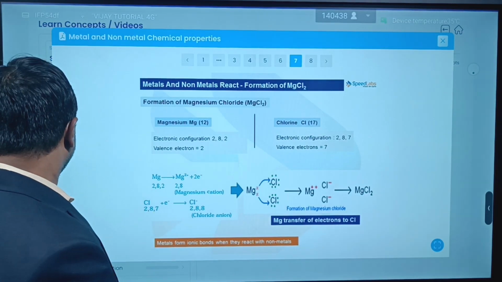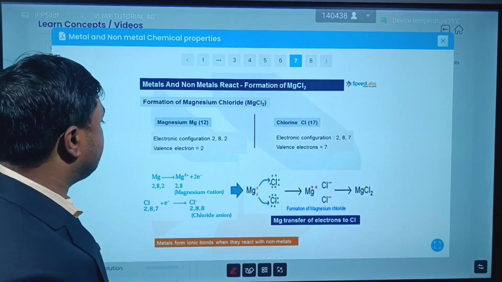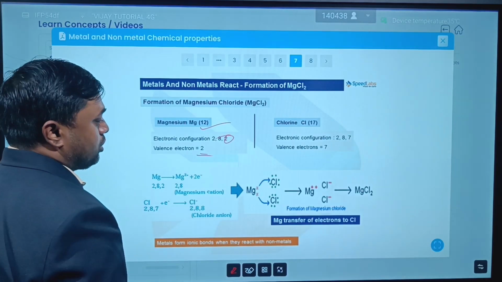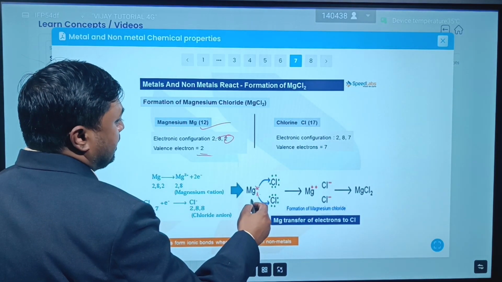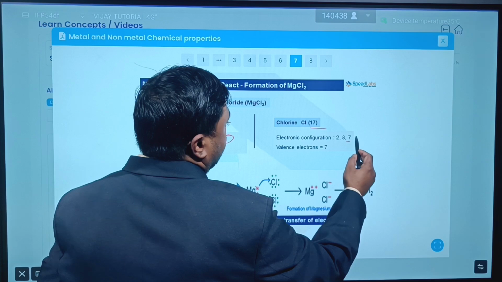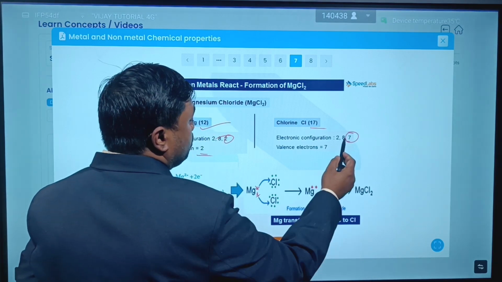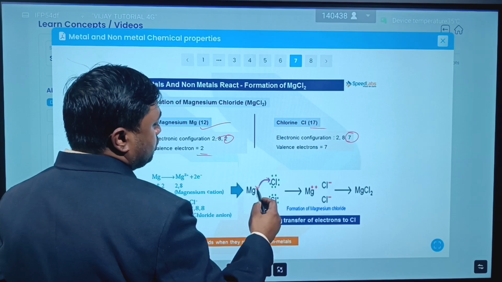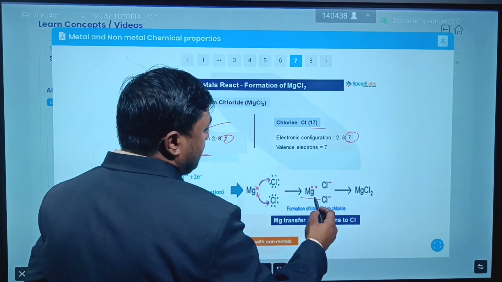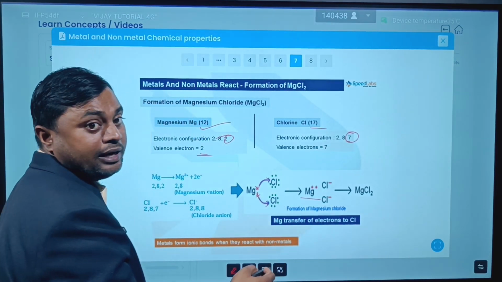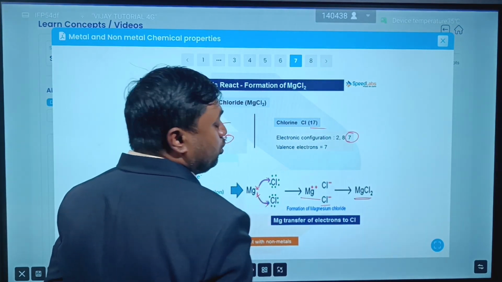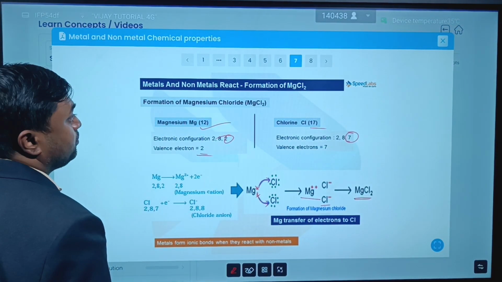So the 1 electron is transferred from the metal to the non-metal. Okay, similarly magnesium chloride formation. You can see magnesium's atomic number is 12, 2, 8, 2. So it has 2 valence electrons. Chlorine is 2, 8, 7. It has 7 valence electrons. So 2 chlorine atoms are there, and each chlorine atom needs 1 electron. So Mg will lose 2 electrons and become Mg2 plus. Each chlorine atom will gain 1 electron and become Cl minus. So in this way MgCl2 is formed. Yes or no?